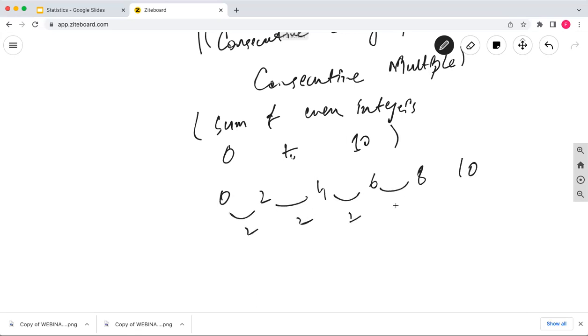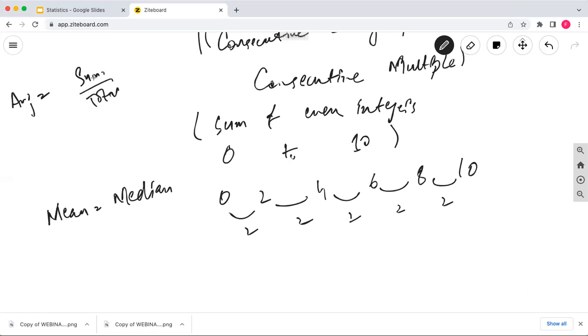So these are in arithmetic progression, first of all. So remember, mean is equal to median. If you know the formula of average, average is equal to sum over total, and we are asked to find the sum. Sum is equal to average into total. And what is the average in this scenario? Because these are in arithmetic progression, evenly spaced, the average will be equal to the median.